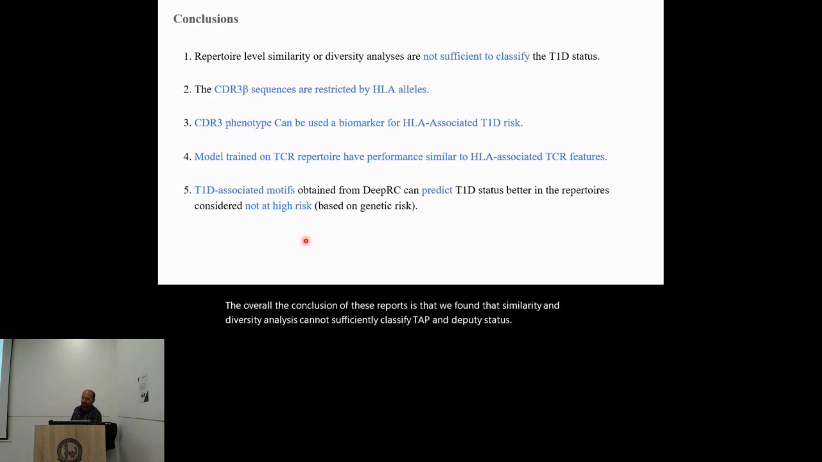And we know that CDR3 sequences are affected by the HLA alleles, and then we use this information to calculate the CDR3 phenotypes, which can be used as a biomarker for that HLA association and type 1 diabetes risk. And then we also trained our machine learning models without using the HLA information, and we found a pretty good performance comparable to the TCR features that we obtained from the HLA. And then again, the T1D associated motifs that we obtained from DeepRC were also able to predict for the repertoires which were not considered at high risk based on autoimmunity or HLA risk. Thank you.